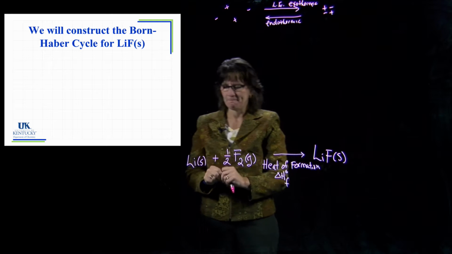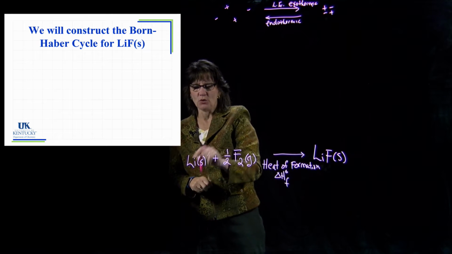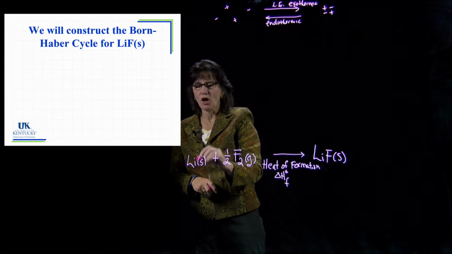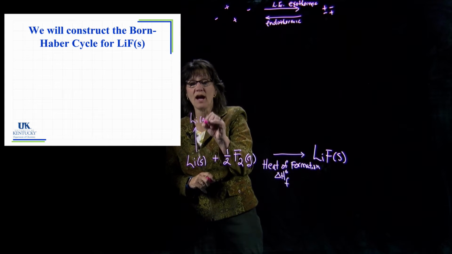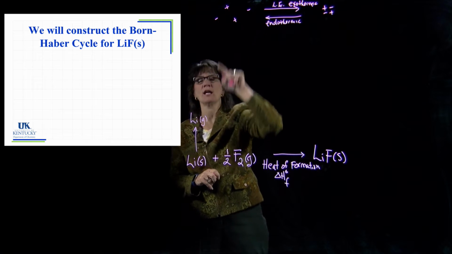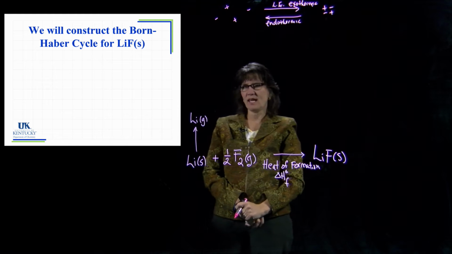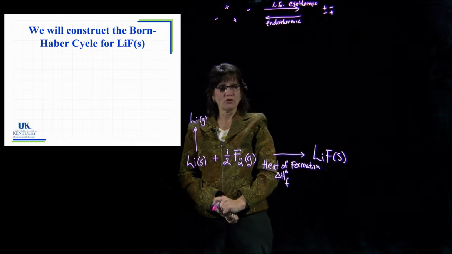But what I don't have is gaseous ions, so I'm going to construct and make gaseous ions over here on the left-hand side. So the first thing that I need to do is I need to take lithium, the solid, and turn it into lithium, the gas. Now this is not the ion yet, so I don't have the ions yet, but I'll at least have it in the gas state. Well, there's an energy associated with that.